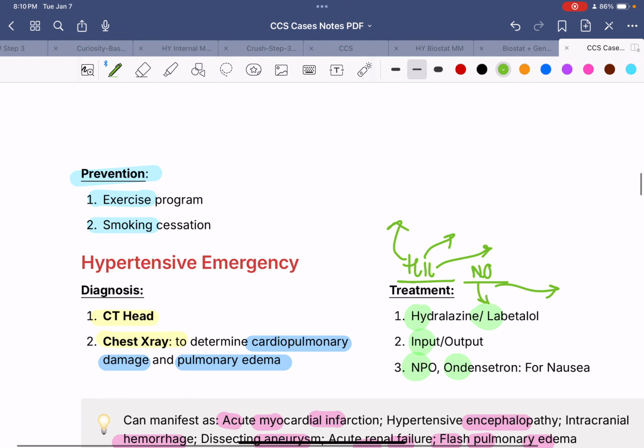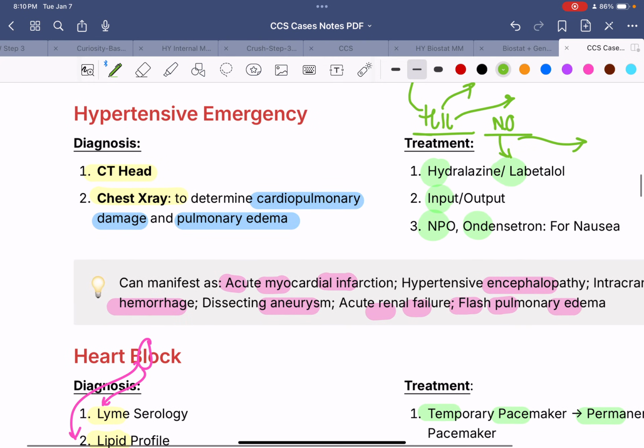And in prevention, you can do an exercise program, or smoking cessation, since the patient might be a smoker and the smoking might be exacerbating his claudications, and exercise is going to improve the blood flow in his legs. Then we have hypertensive emergency.